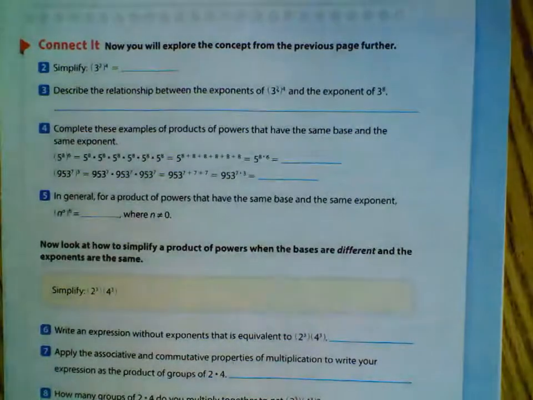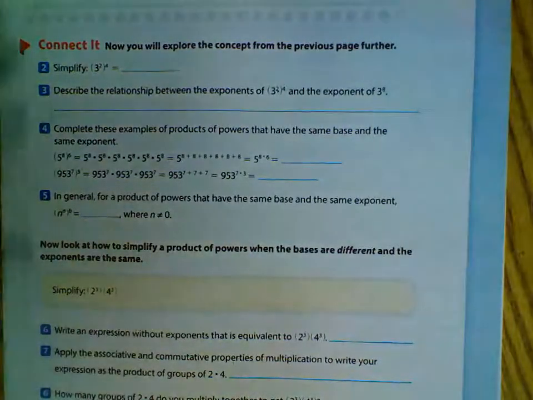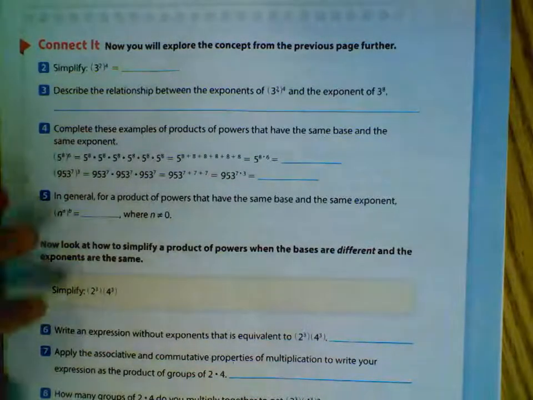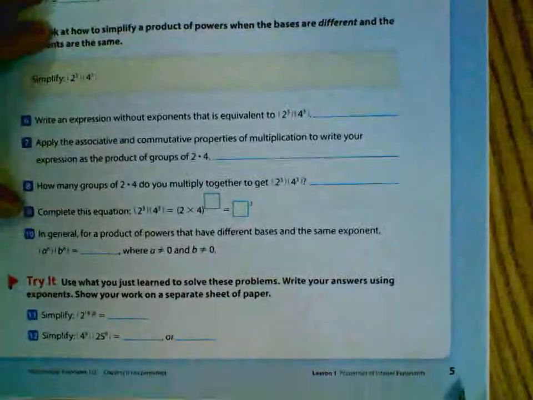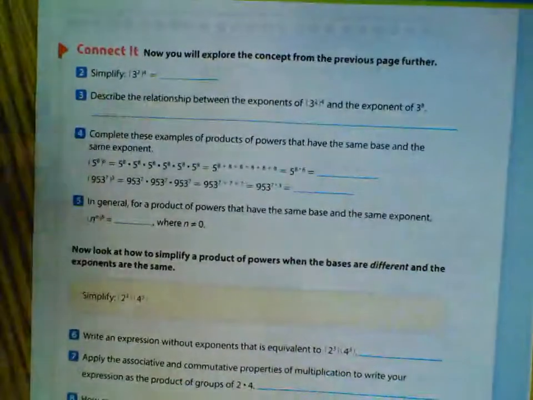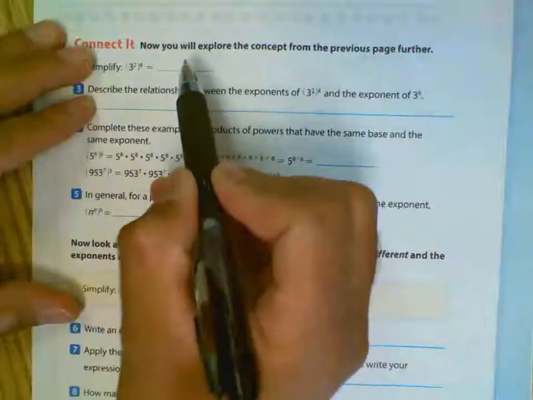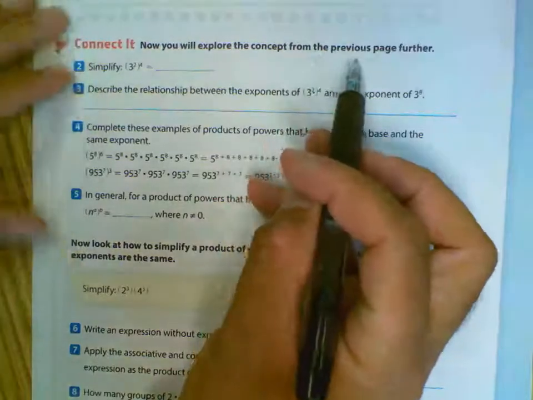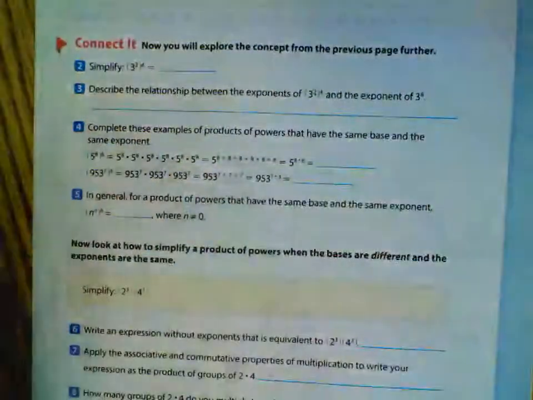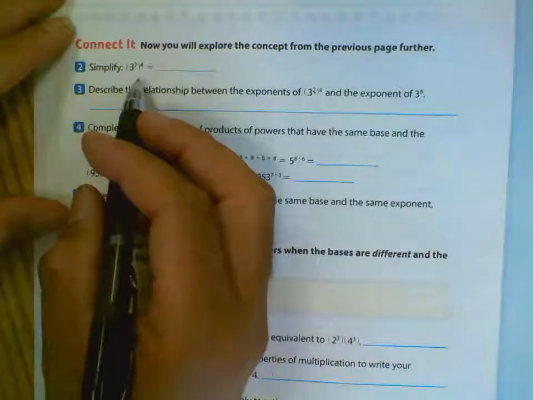So we are going to continue, and I'm going to finish lesson 1 in your Math iReady instruction. We are going to do pages 5, 6, and 7 right now, and continue what we had in class. They're asking me to connect it. Now you will explore the concept from the previous page further. That one is from the page we did before.